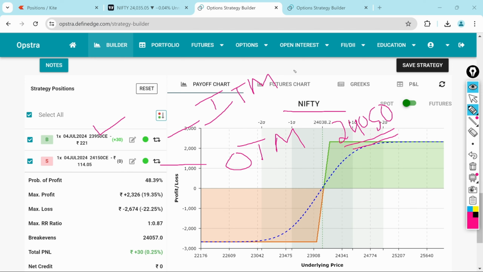I already mentioned we can create the debit spread in multiple ways. In this example, we are using in the money and out of the money. In another example, we will see how to create it using ATM and OTM strikes.